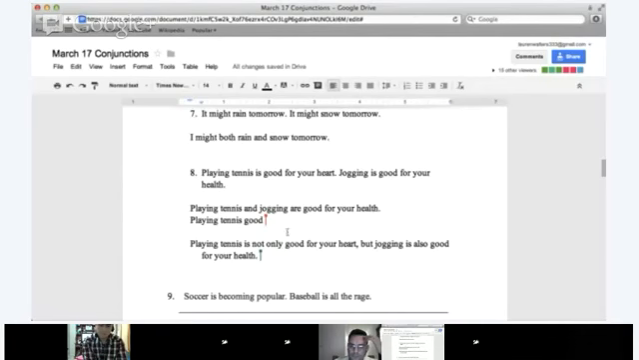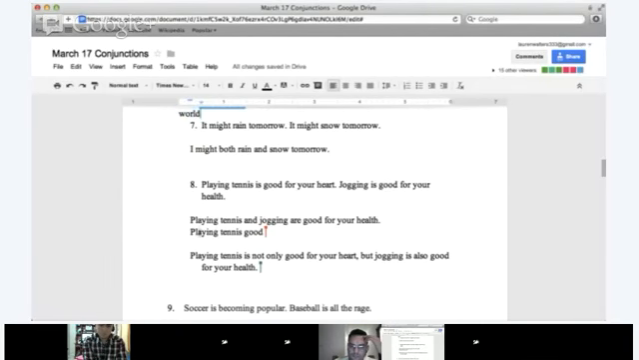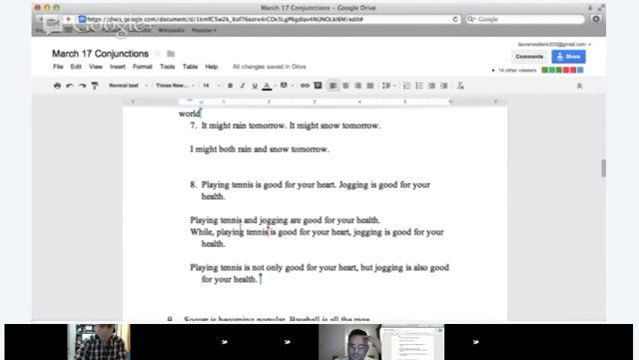Those work as well. But I would actually say while is another conjunction word, but this one's more complicated, so I just want to put it down for you because you'll see this very often. While playing tennis is good for your heart, jogging is good for your health. Because you're saying, yes, playing tennis might be good for your heart, but jogging is good for all of your health. So that's another way of using a conjunction. There's the conjunction there, there's the conjunction there.